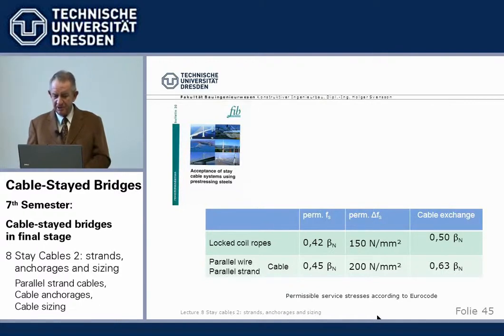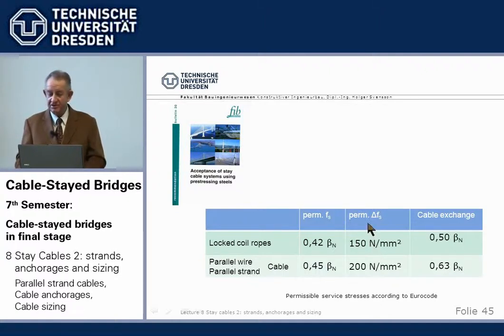Now, basically, we have two ways of sizing stay cables. Traditionally, it was done for service loads with permissible stresses. And there, what you like to know is the permissible stress for main loads, meaning dead load and live load. It still says beta N, we have to change that into GATS. 42% of the ultimate strength for lock coil ropes and 45% of the ultimate strength for parallel wire and strand. And that's basically all you need to size stay cables, as far as I'm concerned.